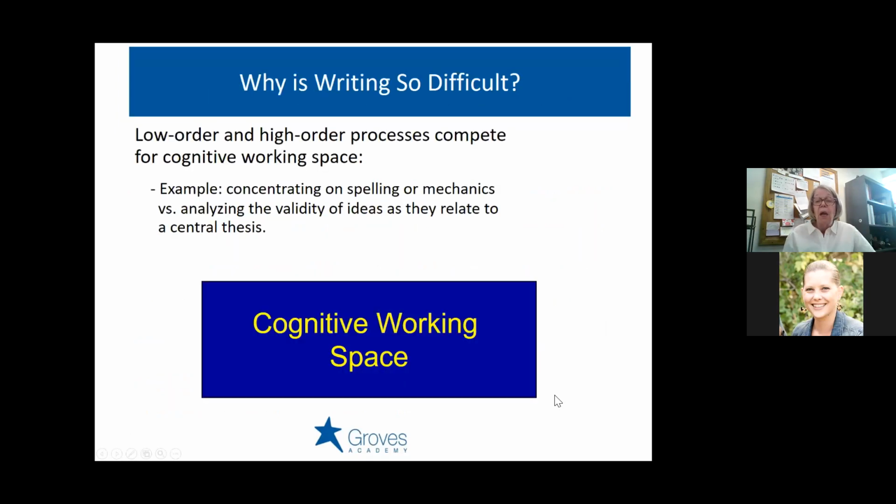So one of the reasons that writing is so difficult is that we have what are called lower order and higher order processes that compete for cognitive working space. Now, what I mean by cognitive working space is, I sometimes picture it as a counter in a kitchen. So you've got this counter, and that gives you space, and you want to bake cookies, say.